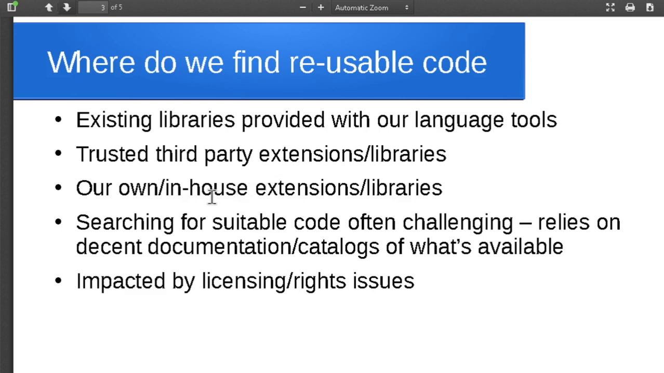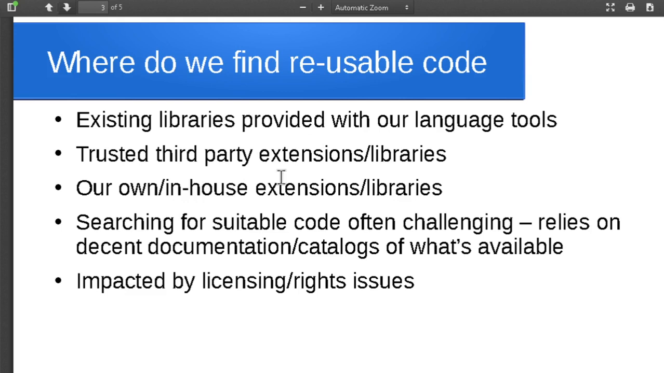We might have a bunch of in-house code, our own code or our own team's code that we trust, that we've used before, that we have some faith in, and that we can actually find the author if we need to go through and tweak things if necessary. Those are the most common sources for things that we want to reuse.